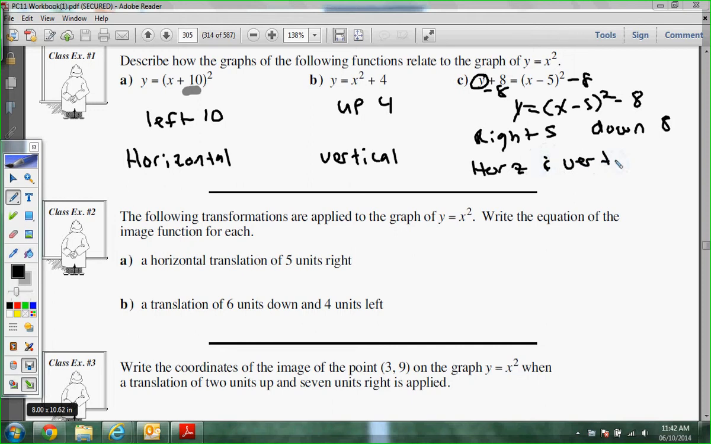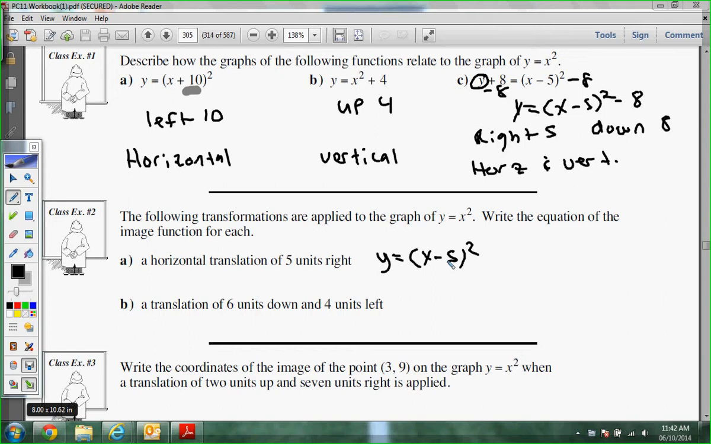Okay, very good. For example 2, the following transformations are applied to the graph y equals x squared. Write the equation of the image function for each. Horizontal translation, 5 units right. I know if it's horizontal, I'm dealing with something in here. This is my horizontal movement. If it's 5 units right, think opposite. Right is positive, so I want to minus 5. That's it: y equals (x minus 5) squared.